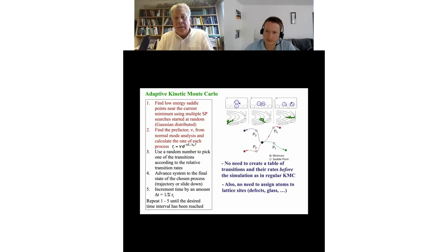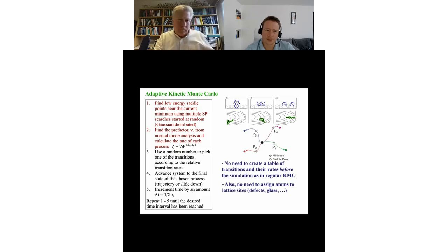The advantage here is that you don't need to make a lattice. Otherwise in kinetic Monte Carlo you have to make some kind of a lattice to be able to enumerate the possible transitions. Here you don't need to do that. So you can apply this to amorphous materials or random, disordered materials. You don't really have to project onto a lattice.